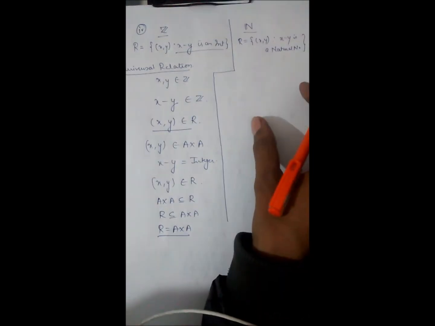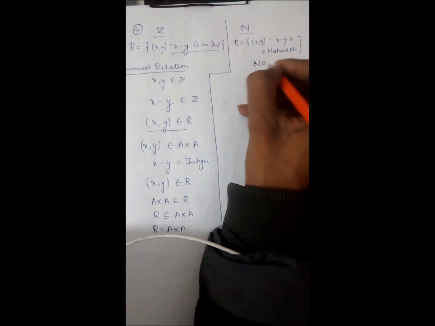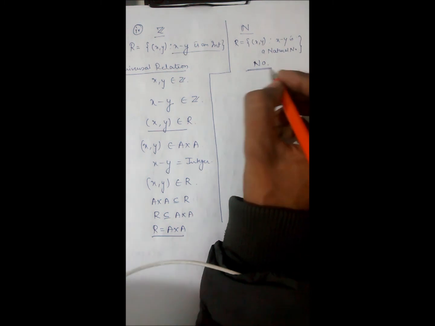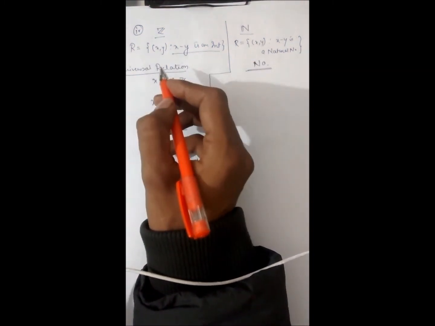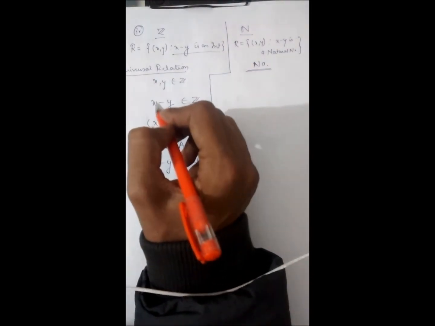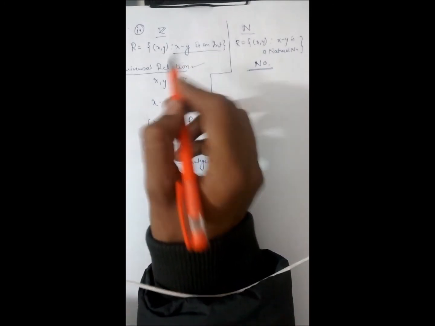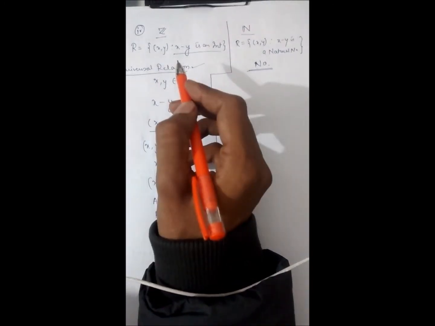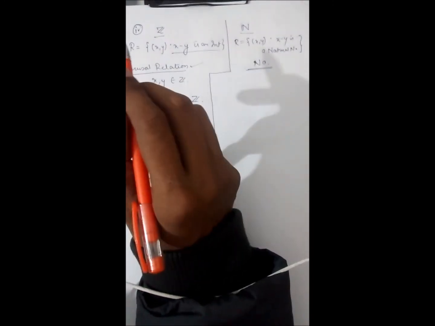On the other hand, is this a universal relation? No. The answer is no. This is not a universal relation. Here I can say being a universal relation is always an equivalence relation. So I don't need to check. If I write that something is a universal relation, then I don't need to check whether it is reflexive, symmetric, or transitive, because universal is equivalence. Equivalence may not be universal.